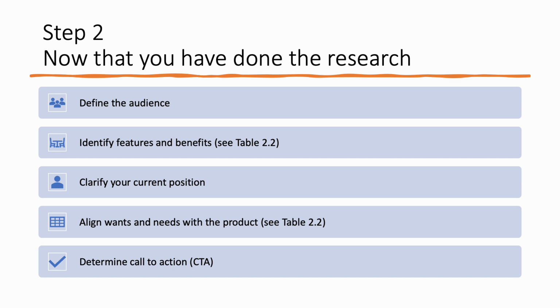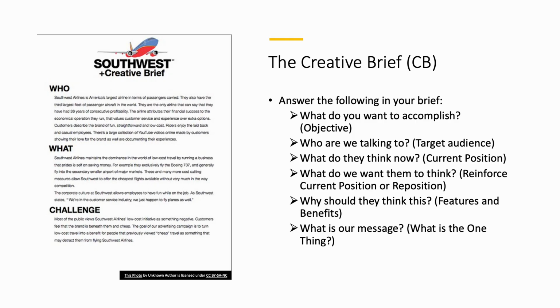Now, Table 2.2 in the chapter will help you to understand features and benefits and also how to align wants and needs. All right, so once you've done all of this, it's time to think about the creative brief. Now, a strong creative brief answers key questions to guide your campaign. What do you want to accomplish? That's your objective. Who are you talking to? Define your audience clearly. You're still in the process of refining this.